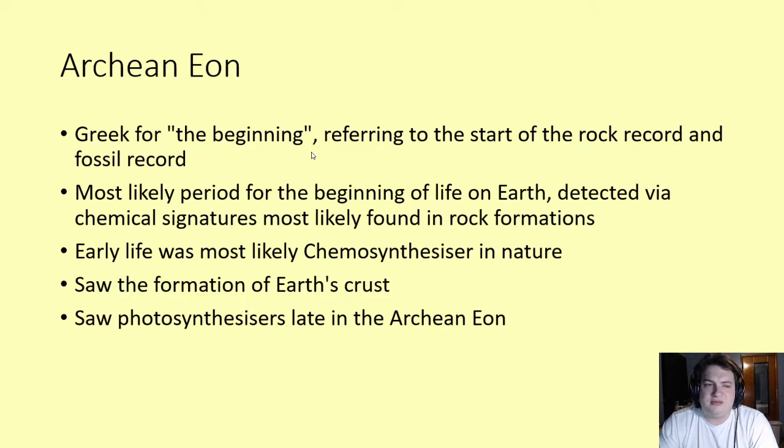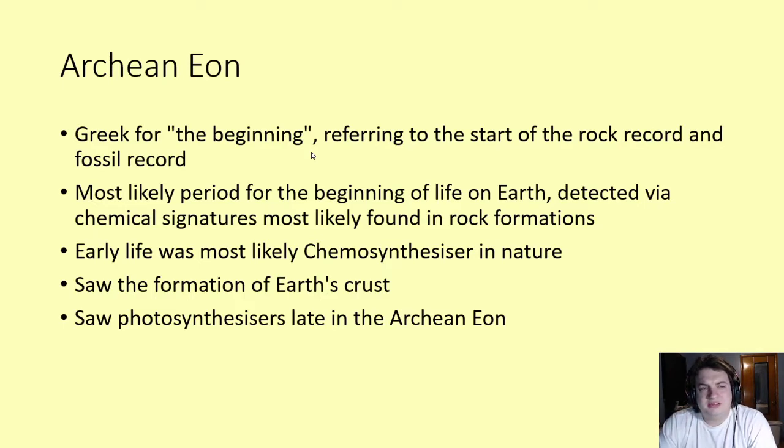And we detected this via chemical signatures found in rock formations. Early life forms on Earth were mostly chemosynthesizers, similar to photosynthesizers. Instead of using sunlight to make food, they used various chemicals that were found on Earth. A lot of extremophiles, like things that live down by the vents of the ocean floors, are chemosynthesizers. And I'll try to see if I can come up with an example if you guys ask me on Tuesday.